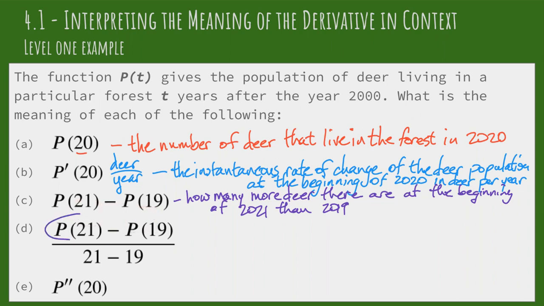Part D, it includes that same value. So the change in the population over that time interval, but then we're dividing it. So the numerator here is going to be the increase in population over 2 years. And then we're going to divide it by 21 minus 19. So that 21 and 19 are actually representing t values. So we're dividing it by a 2-year interval.